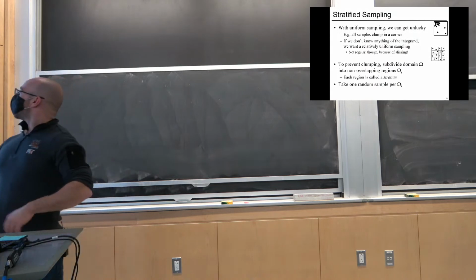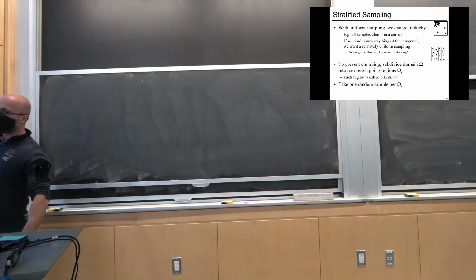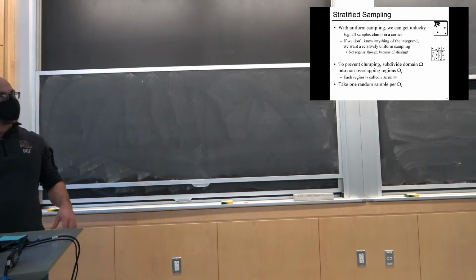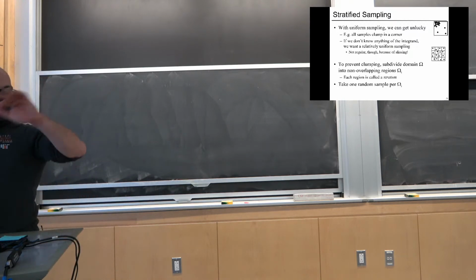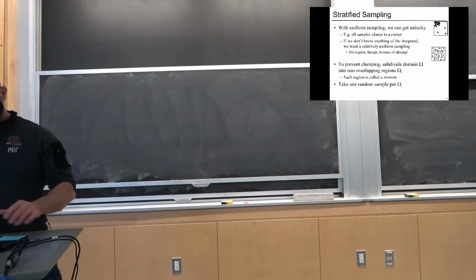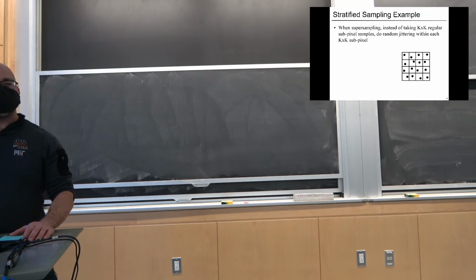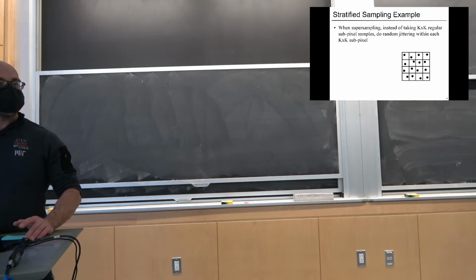So for example, maybe I combine that with some strategy like stratified sampling, where I also put a grid down, jitter inside of every grid cell to get a little bit of that randomness, but also make sure that I account for every region at least somewhat. So for example, here's one way to do it. This is particularly relevant to anti-aliasing in pixels.